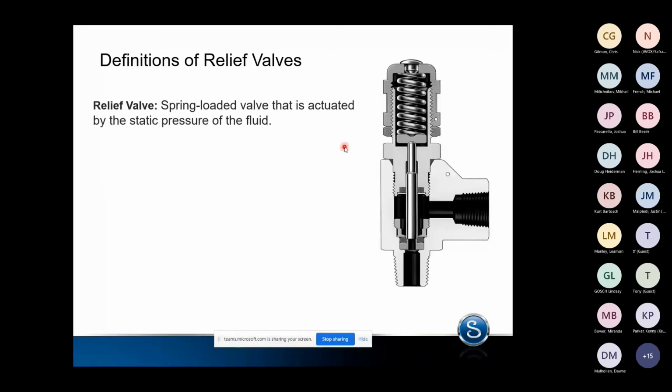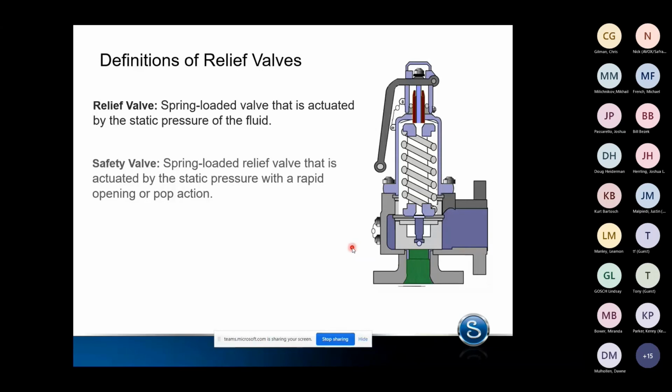We're all clear on the different styles of relief valves. So relief valve, by definition, is a spring-loaded valve that's actuated by the static pressure of the fluid. So we're not adjusting an open or closed orientation with a handle like we are with a ball valve or a needle valve. This is going to be system sensing to identify when to open or close.